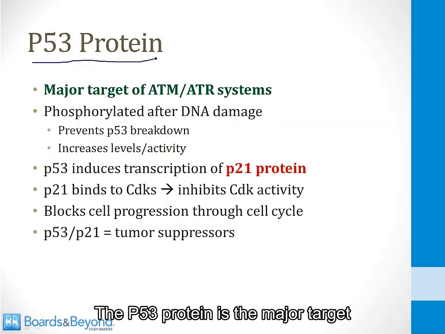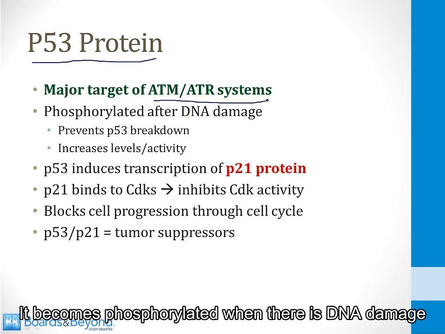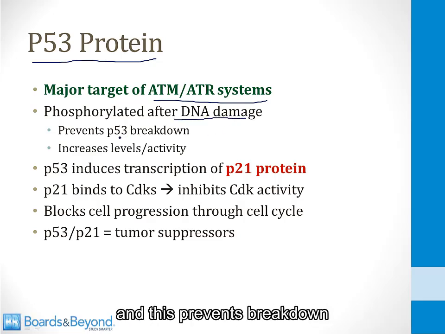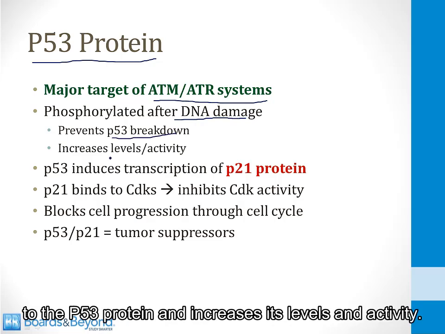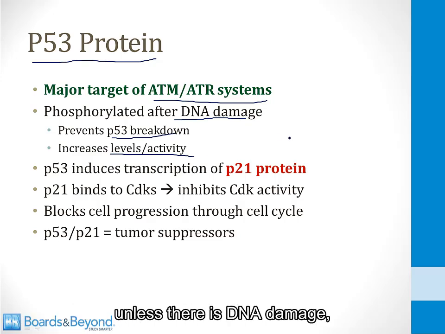The p53 protein is the major target of the ATM and ATR systems. It becomes phosphorylated when there is DNA damage, and this prevents breakdown of the p53 protein and increases its levels and activity. Basically, the p53 protein easily falls apart unless there is DNA damage, and then it becomes stabilized.